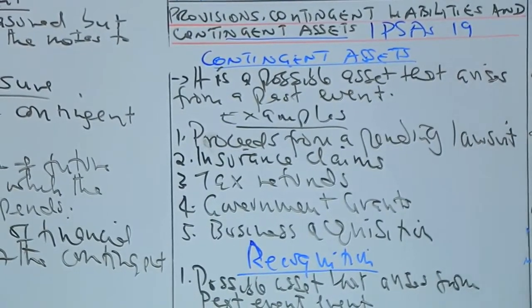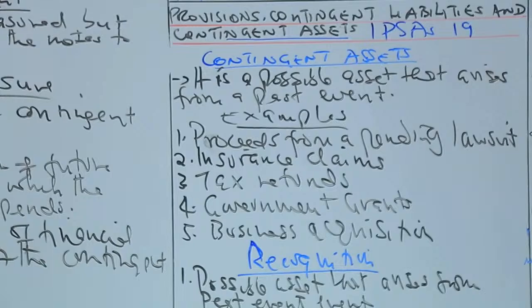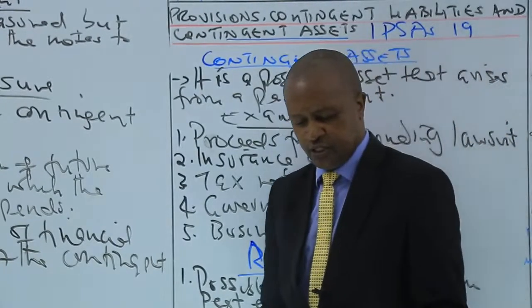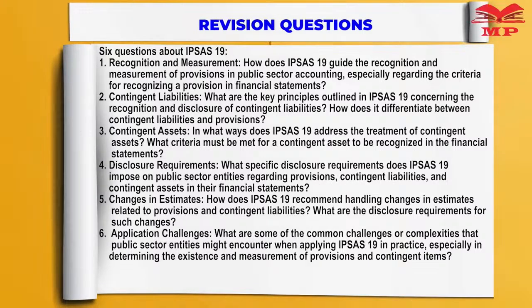I'm going to give you today's revision questions based on International Public Sector Accounting Standard number 19. The first question is in relation to recognition and measurement. Number 1 reads, how does IPSAS 19 guide the recognition and measurement of provisions in public sector accounting, especially regarding the criteria for recognizing provisions in financial statements?